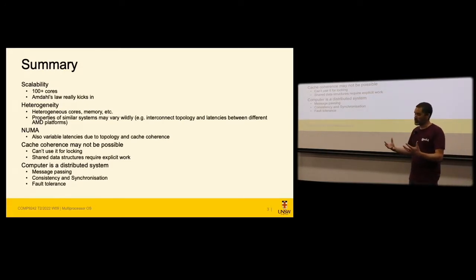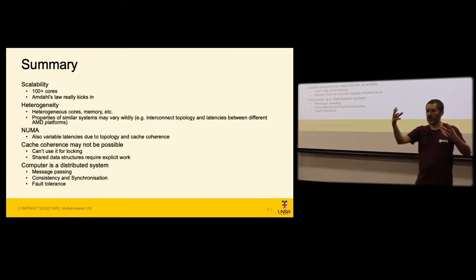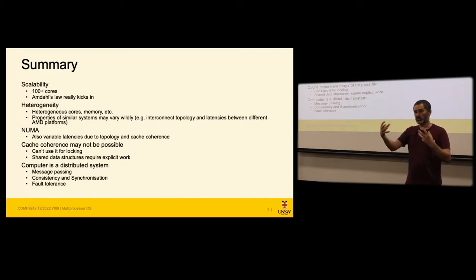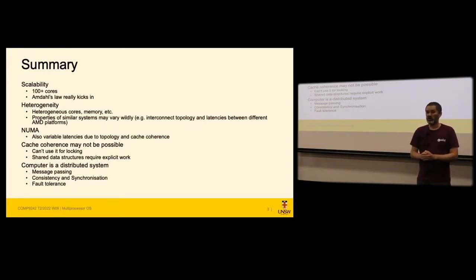And so in order to program distributed systems, we need to be able to do message passing, so explicitly send messages between the various nodes. We need to worry about things like consistency and synchronization. So if we have copies of memory in different places, we need to make sure that those copies are consistent if we change anything. And we need to synchronize those changes. And we start needing to worry about fault tolerance.